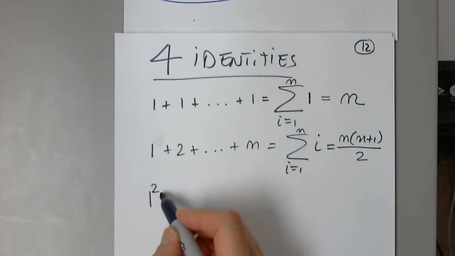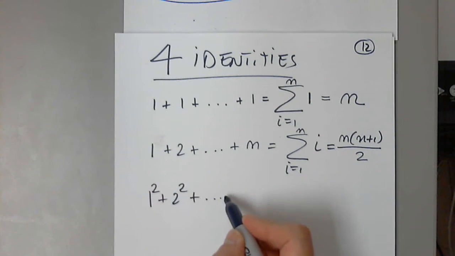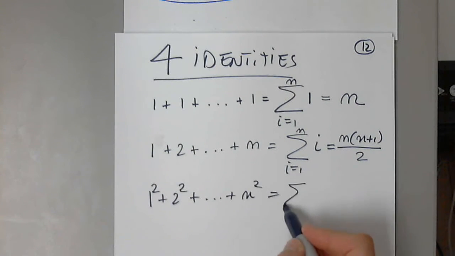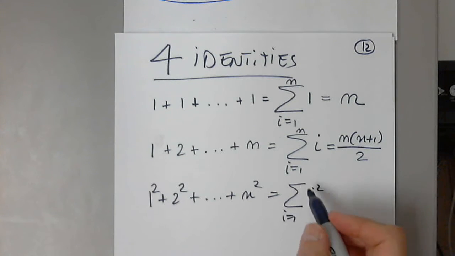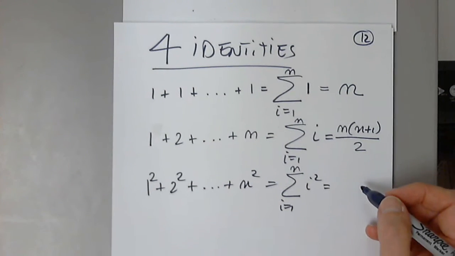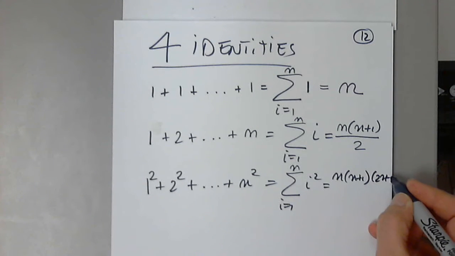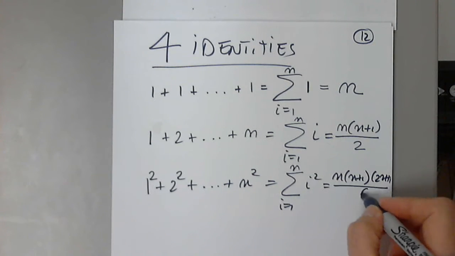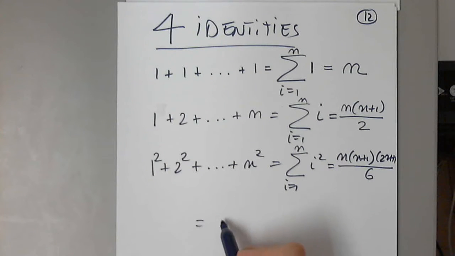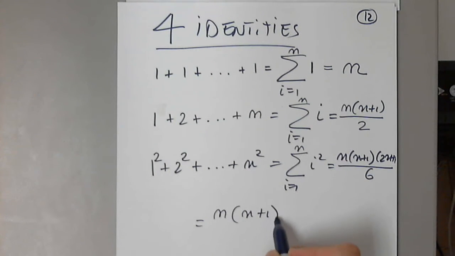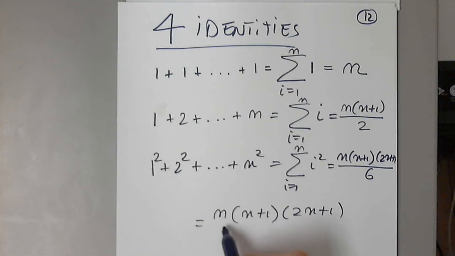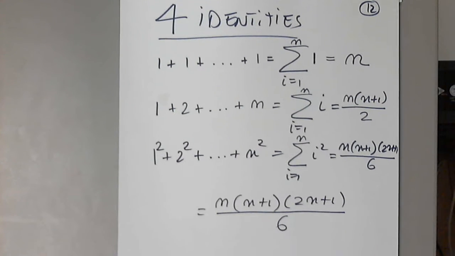Sorry. 1 squared plus 2 squared plus dot dot dot plus n squared is the sum of i squared from i equals 1 through n. This is the most difficult one to remember. n times n plus 1 times 2n plus 1 divided by 6. I'm going to copy it here because it's not clear over there. n times n plus 1 times 2n plus 1 divided by 6.